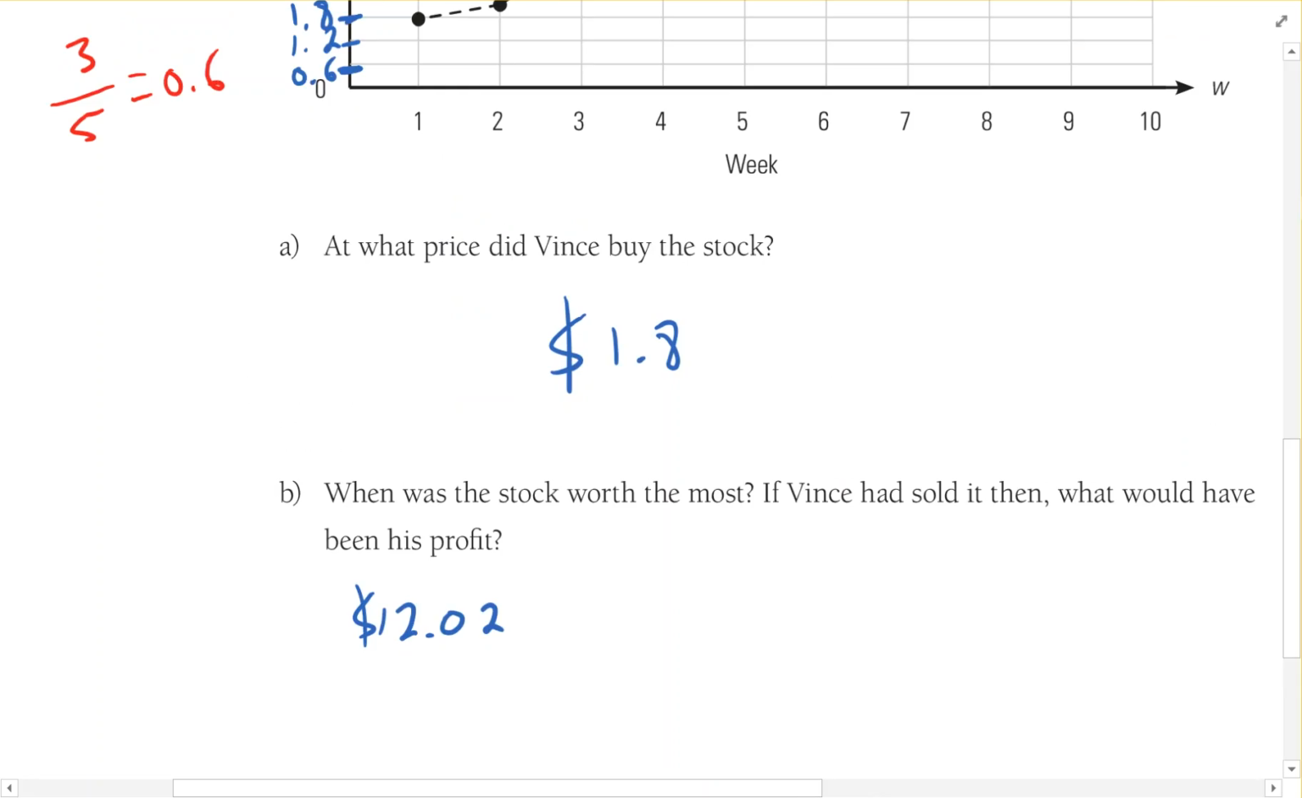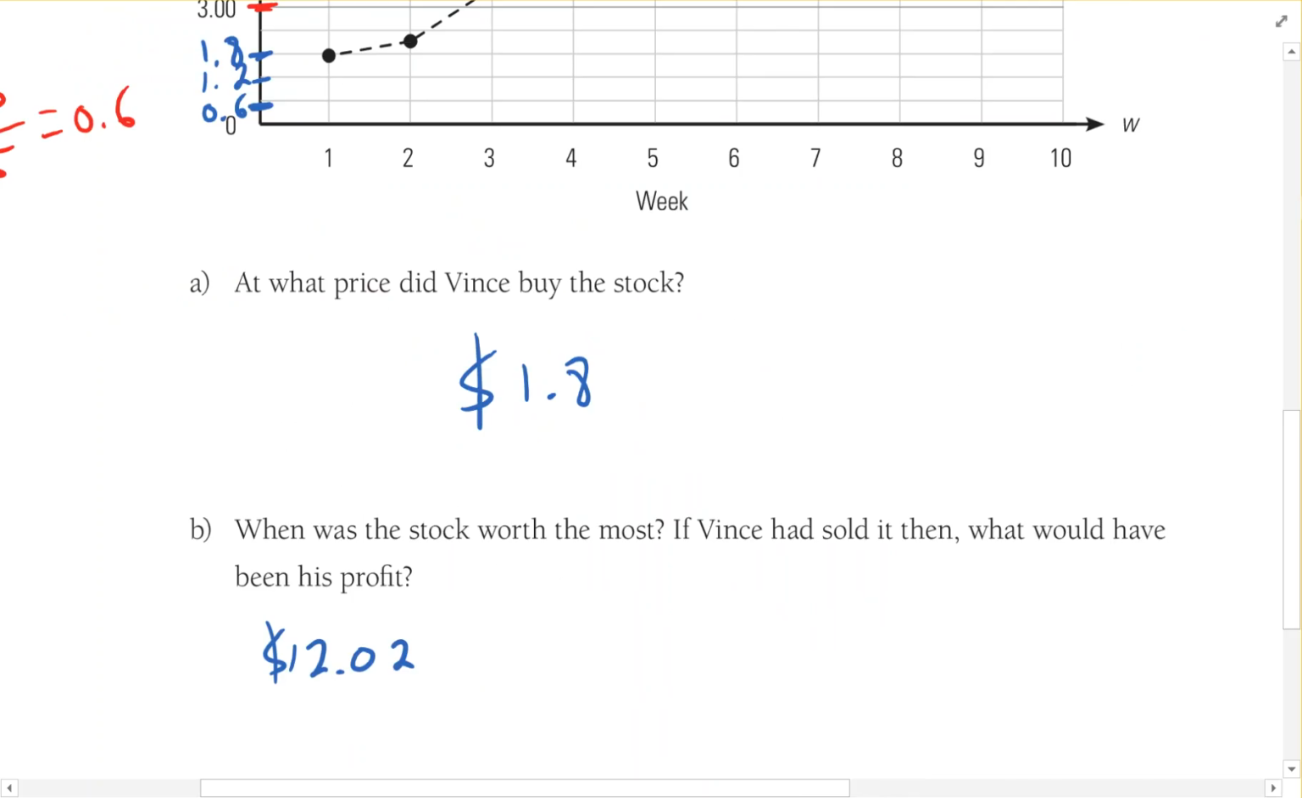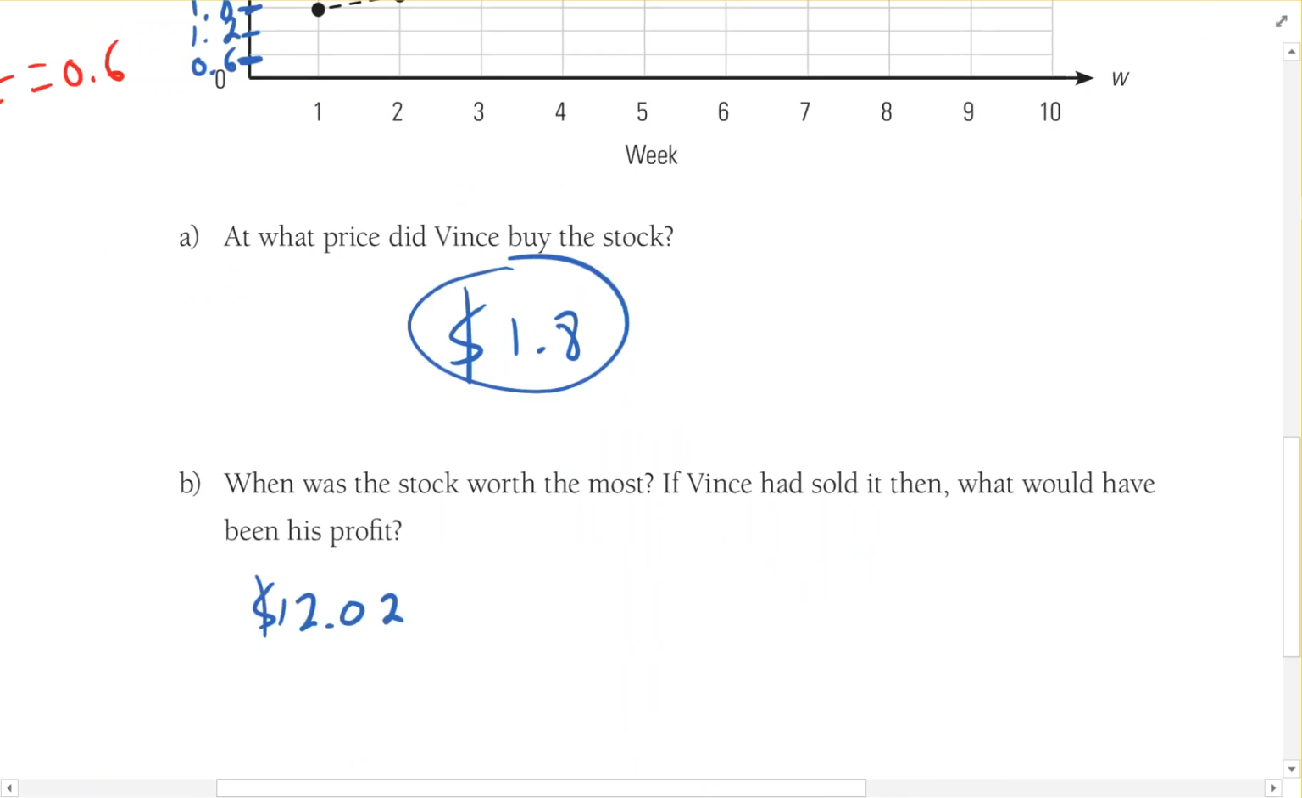Okay, and then what would have been his profit? Well, that's just going to be the difference between what he started at and what he has now, right? So that'd be his profit. That's what he'd end up making. So if I just go 12.02 and subtract 1.8, and when I say 1.8, I should have said 1.80, right? Because it's $1.80. That makes more sense to think about it that way.